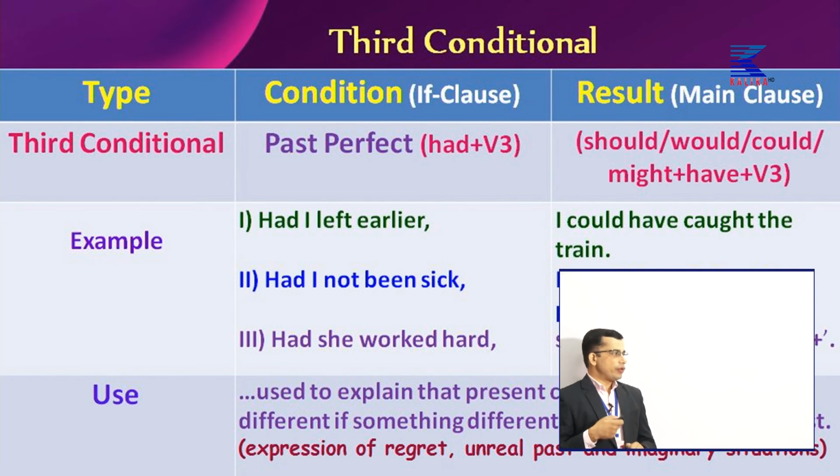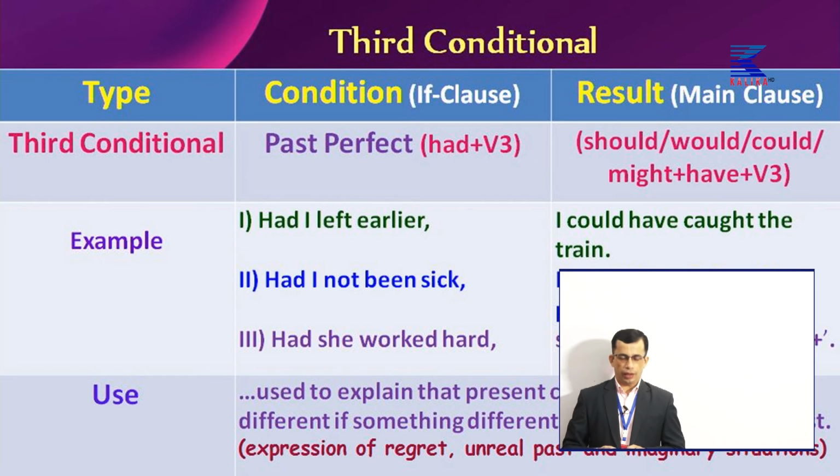And generally it is used to explain that present circumstances would be different if something different had happened in the past, or even while expressing regret or unreal past or some imaginary situations, we use this third conditional type. Okay.